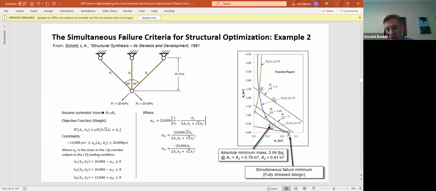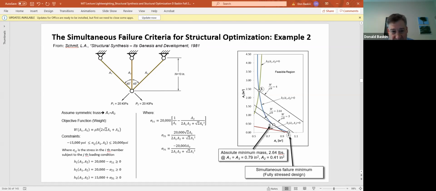The constant weight contours, normalized to the density of the material and that distance, are given by these straight black lines. As you go from the upper right to the lower left, weight goes down. You go the opposite direction, weight goes up. So you want to find a design as close as you can to the bottom left of this.